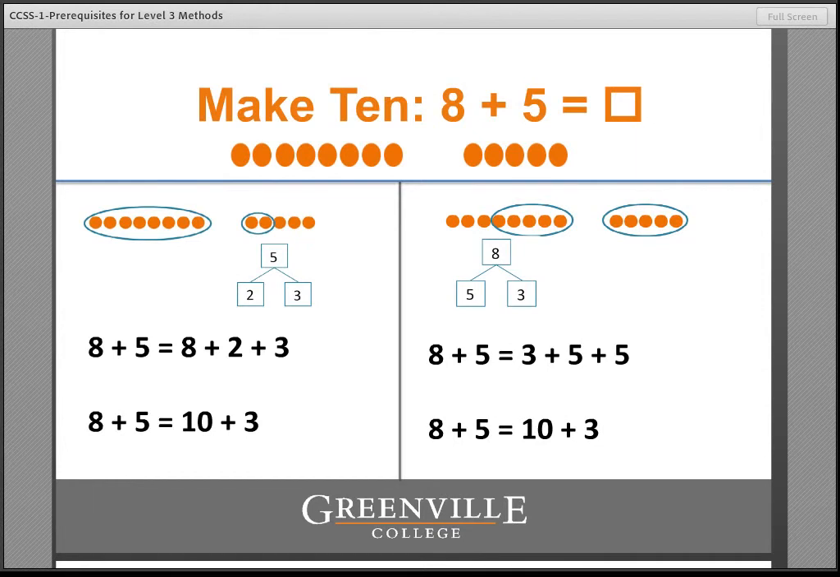Okay, so if we look at the example on the left, I am breaking up the 5 into a 2 and a 3, giving the 2 to 8. That makes a 10, and then I still have the 3 left over from the 5. So I have converted 8 plus 5 into 10 plus 3 and stated that those two are equivalent facts. But 10 plus 3 is easy enough for me to solve mentally. 8 plus 5 may not be.